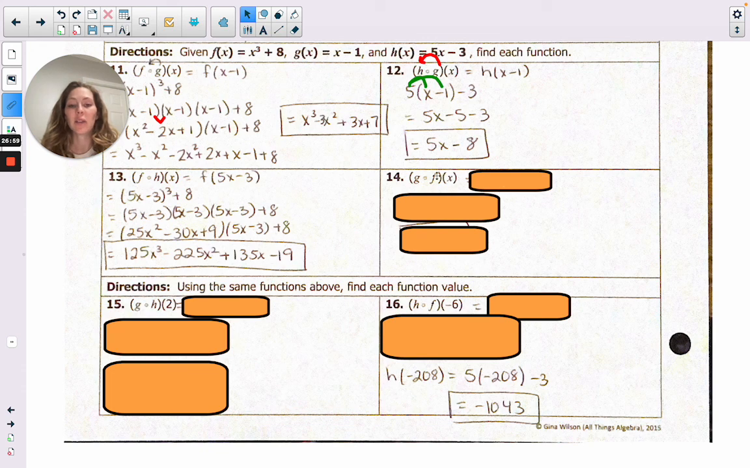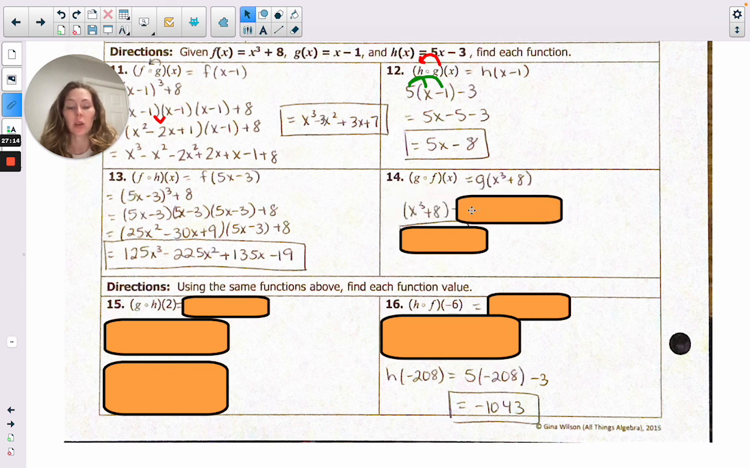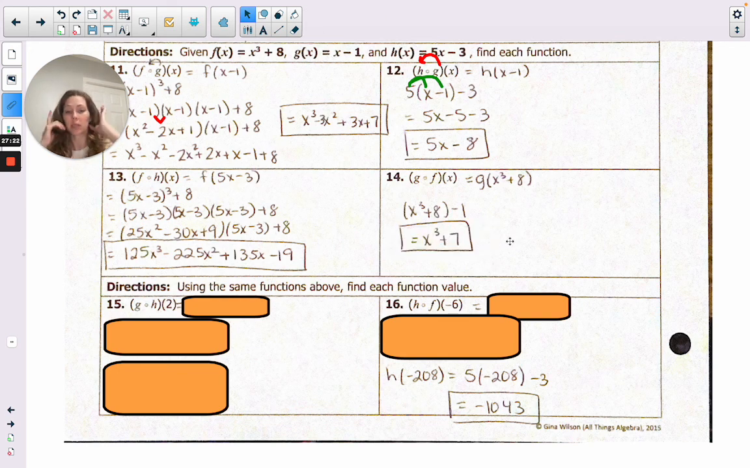All right, g of f of x. So inside g is going to be the f of x part. So I'm going to write g with the x to the third plus 8. So everywhere you see x in g, you're going to write x to the third plus 8. So instead of an x, we have an x to the third plus 8, and then there is a minus 1 there. Again, this is replacing a single x here. And then you're just saying x to the third plus 7 because you're combining 8 minus 1.